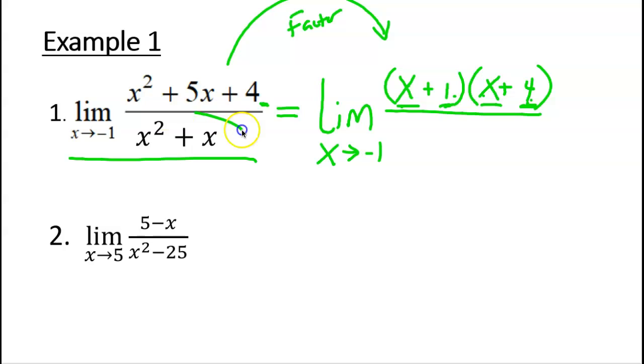Next, we need to factor the bottom. Now, this is not a trinomial. That's a binomial. Now, there's 2 different strategies for the binomials. Sometimes you just need to take out a greatest common factor, and sometimes it's what's called a difference of squares.